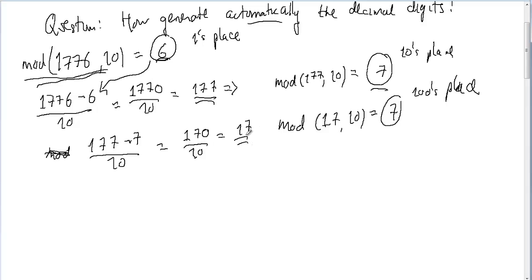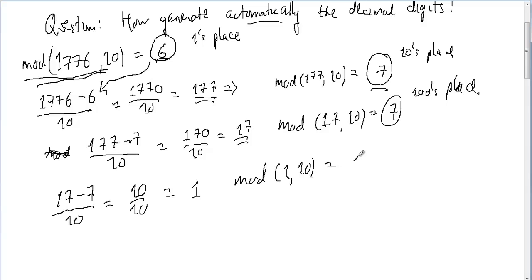Okay, so now what do we do? Follow the same process. I'll take 17 minus 7 over 10, which is 10 over 10, equal to 1. And if I take 1 mod base 10, that's equal to 1, and that's my thousands place. So that has given me the thousands place, hundreds place, tens place, and ones place. This is an automatic way of generating the decimal digits of a number. Okay, let's go over to a spreadsheet and see how this works.